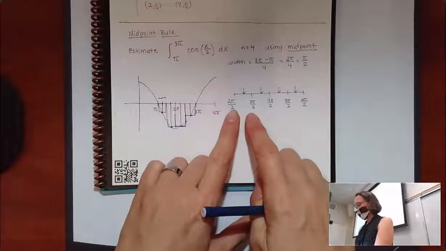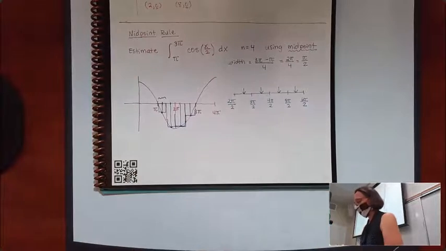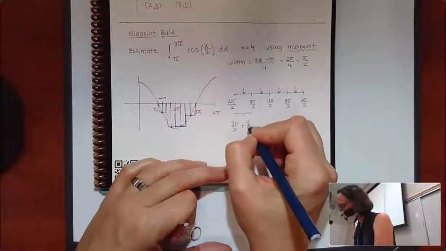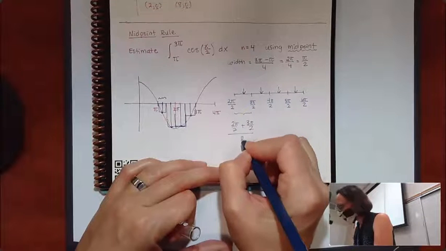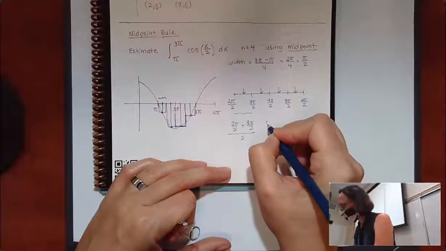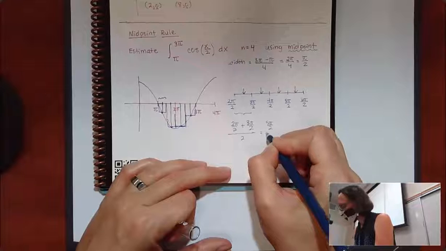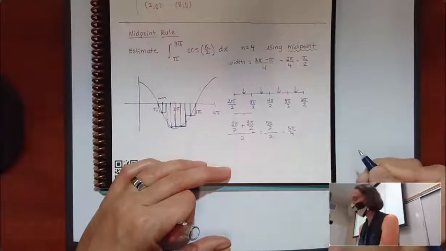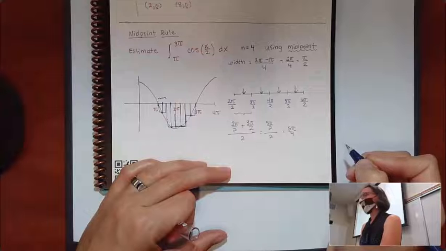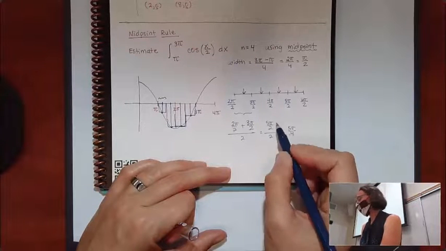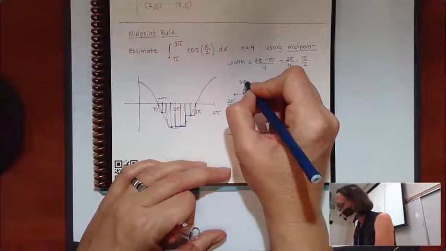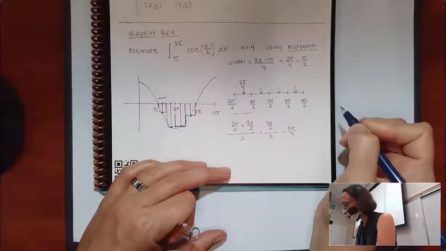So to find the midpoint of 3 pi over 2 and 2 pi over 2, I'm going to add those together and then divide by 2. So that's 5 pi over 2 divided by 2, or 5 pi over 4, because dividing by 2 is the same as multiplying by 1/2. So I've got 5 pi over 4.